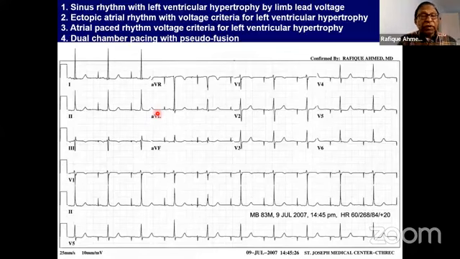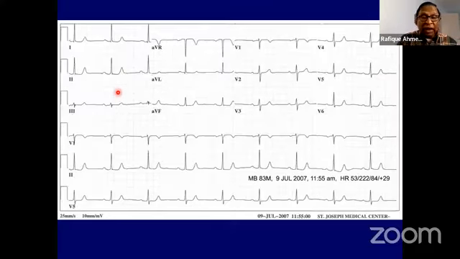So pseudofusion means there is a pacing spike, but it did not capture the ventricle. It just conducted the QRS complex. And this is the same patient when not pacing. It's just dual chamber, sinus rhythm with conducted PR interval.